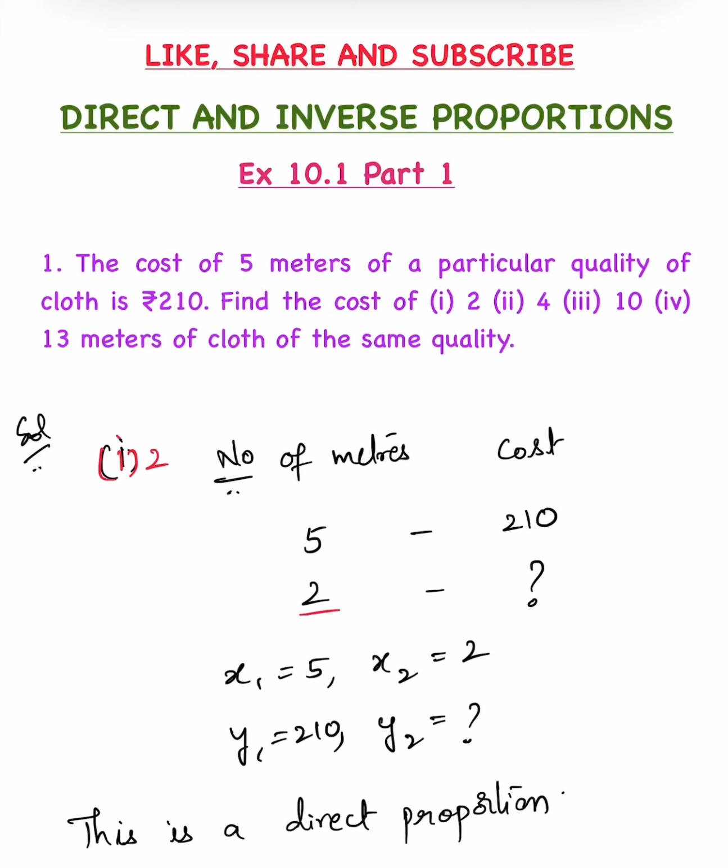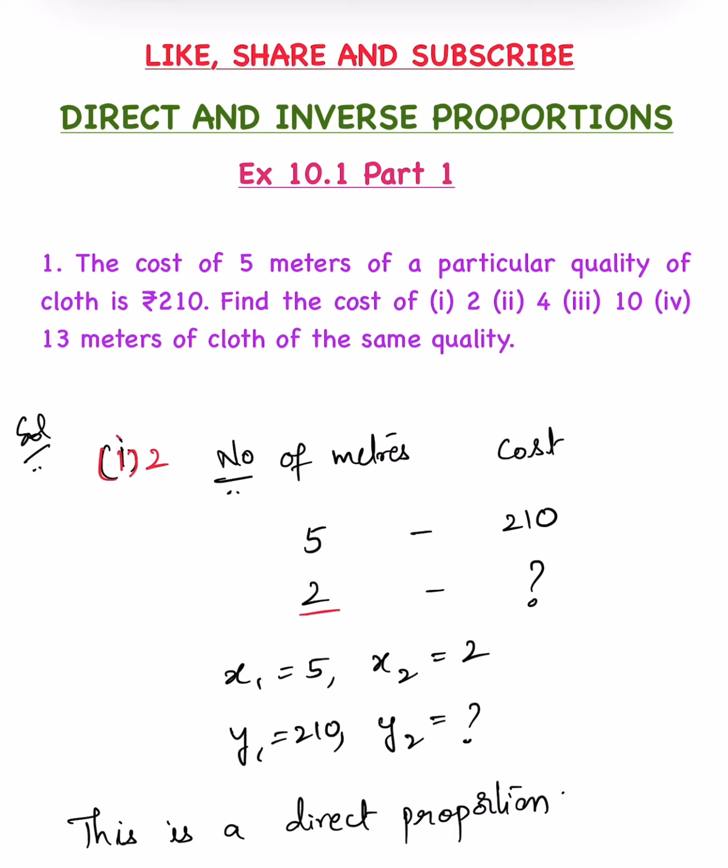Today we'll discuss a new chapter, Direct and Inverse Proportions, chapter number 10, 8th class maths. Exercise 10.1, part 1. The cost of 5 meters of a particular quality of cloth is 210 rupees. Find the cost of 2, 4, 10 and 13 meters of cloth of the same quality.